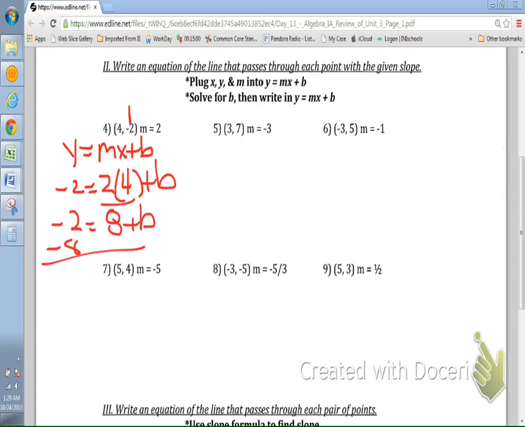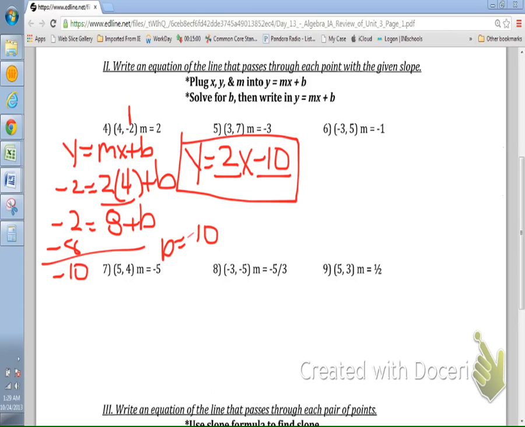So what is that? A -10? So our b value is equal to -10. Our final answer is when we plug in the m value and the b value. Our m is what was given, the 2, and the b is what we just solved for, that's the -10. So in problem number 4, that's the final answer right there.